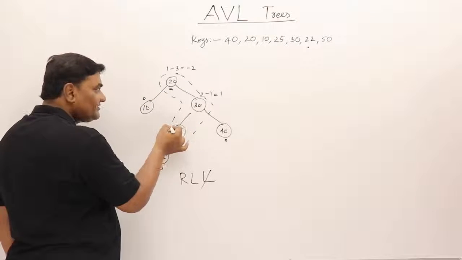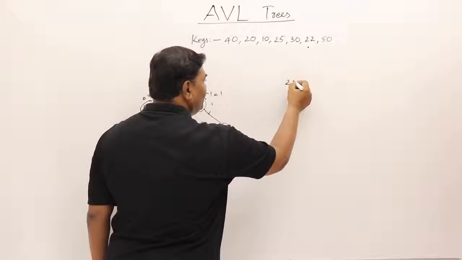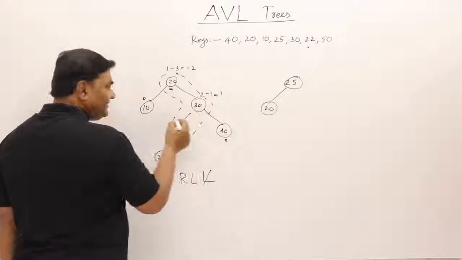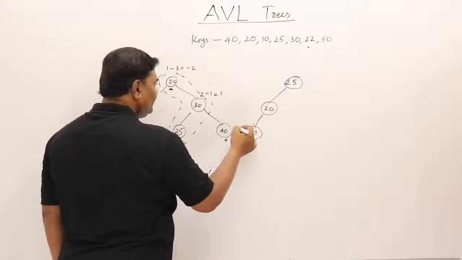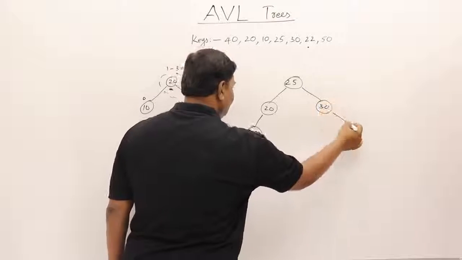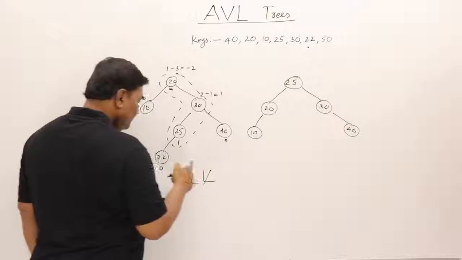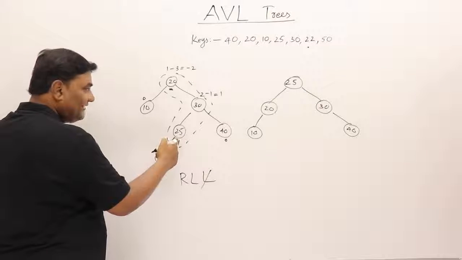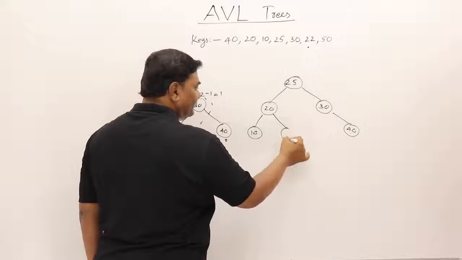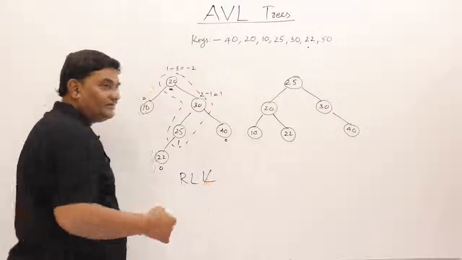So as per LR rotation, this 25 can be sent up. 25 is sent up, and on this side comes 20. So what about 10? 10 will remain as a left child of 20, and this side 30 will be as it is, and this is 40. What about this 22, who was left child of 25? It will still be in the left subtree of 25, so 22 will come this side.